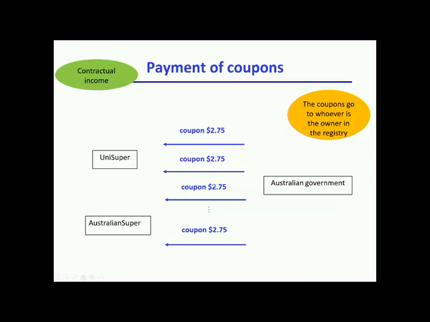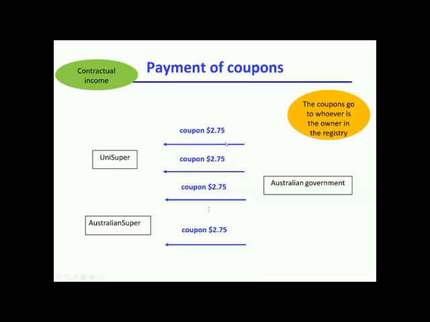Payment of coupons. So now coupons come in between. The Australian government is paying all these little coupons all the time. So as long as UniSuper had the bond and the coupons, that money is flowing to UniSuper. Later, when the bond is going to Australian Super, the government is paying for these coupons to Australian Super. Either way, money is flowing from the Australian government to the investors.